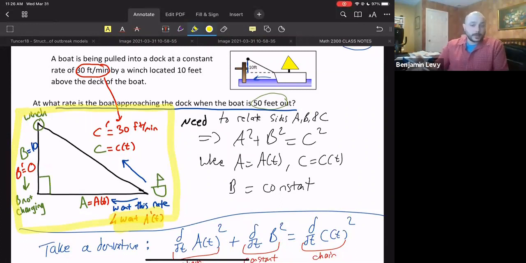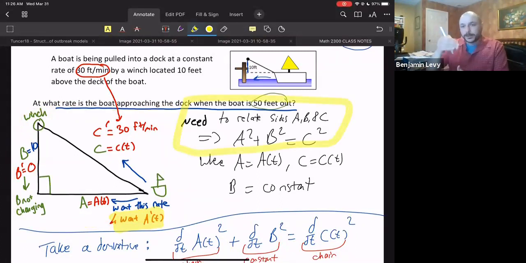And so the way we relate sides of a right triangle is the Pythagorean theorem, right? That's the confusing part usually. Even if this all makes sense, how do we know to use a squared plus b squared equals c squared? Because we're trying to logically think about what we're given and what we're trying to do. We're given pieces of a right triangle. We're trying to find one of the rates of the sides. And so it just makes sense to use this equation.